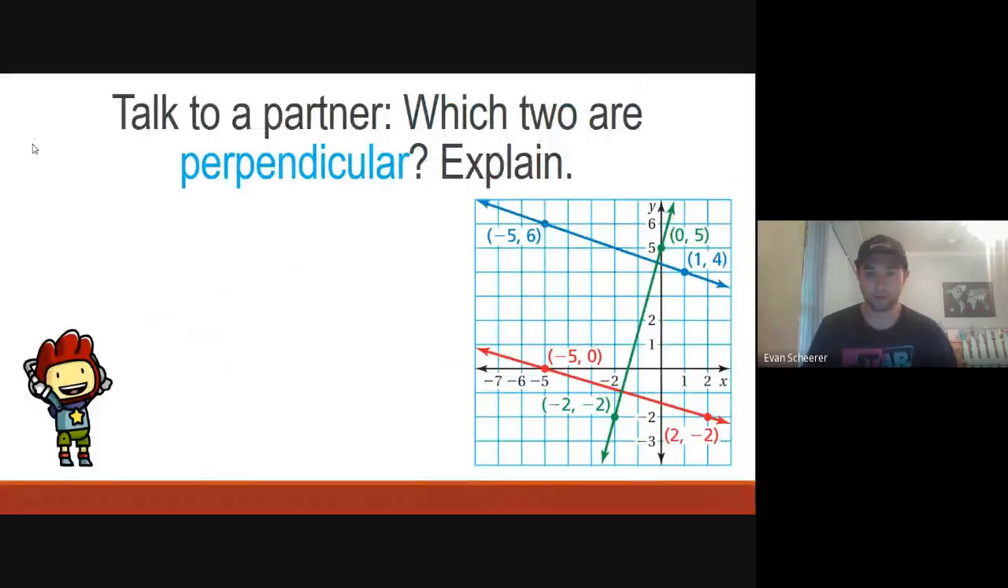Don't worry about talking to a partner, right? We're just going to do this on our own. Which two are perpendicular now?